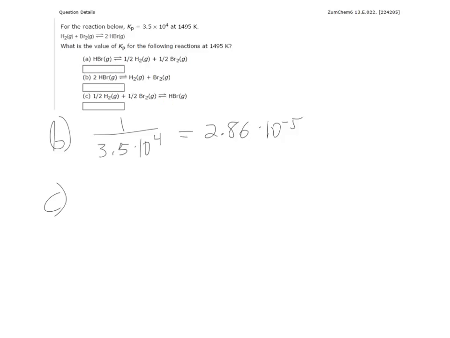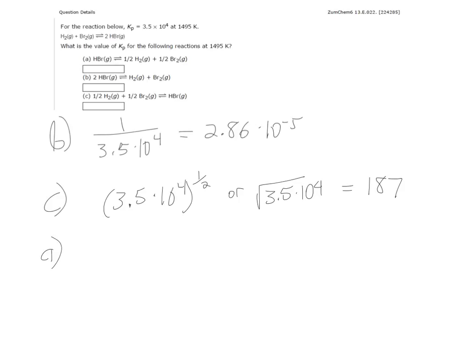In that case, if the multiplier for the coefficients is 1/2, then to find the new value of Kp, take the original value and raise it to the power of that multiplier, which was 1/2. So 3.5 times 10 to the fourth, all raised to the 1/2 power, which is the same as saying take the square root of 3.5 times 10 to the fourth. That works out to be 186.